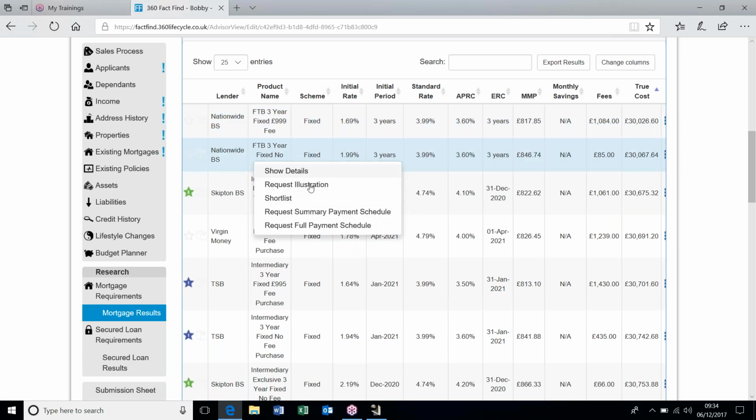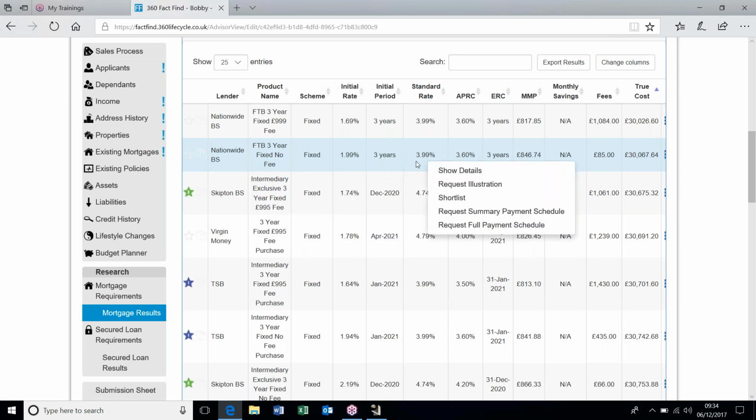Then no fees. We're going to right click. So I right click on the product. And I'm going to press the shortlist button.